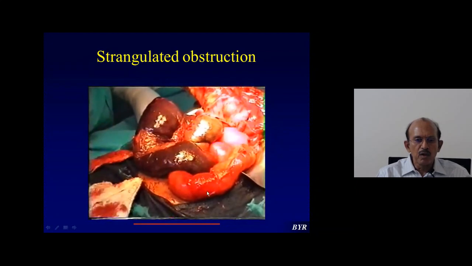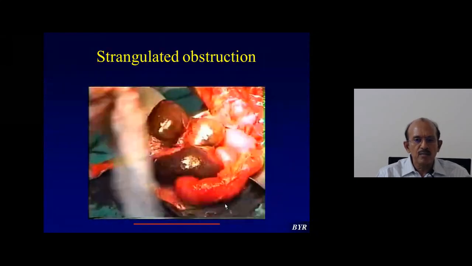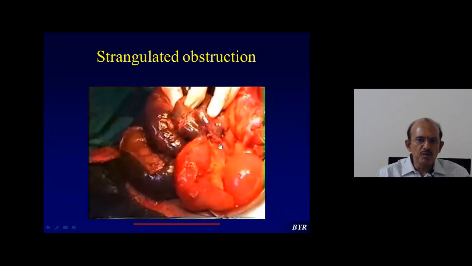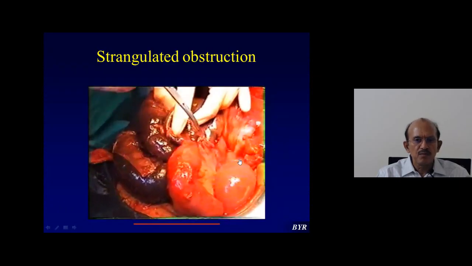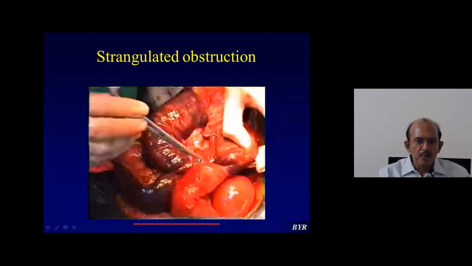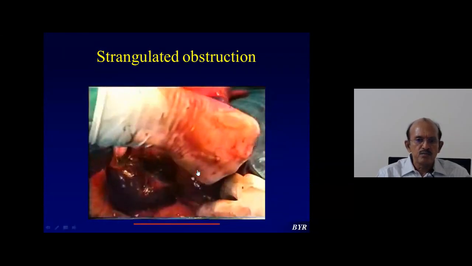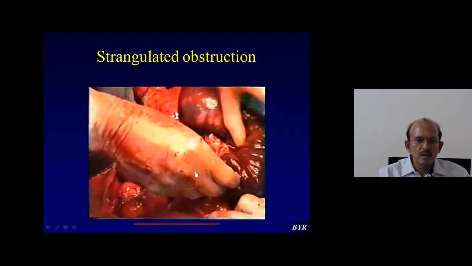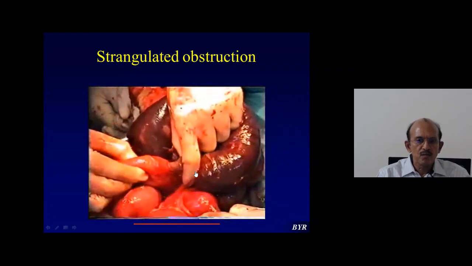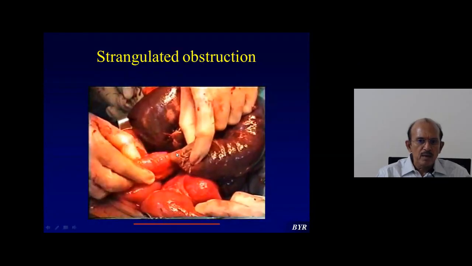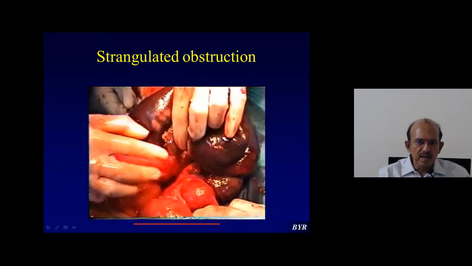So a loop of the bowel has become gangrenous. The cause was a band encircling a loop of the bowel. You can see this is the place where the band has gone across. You can see this is the place of the band that has produced a constriction ring there.